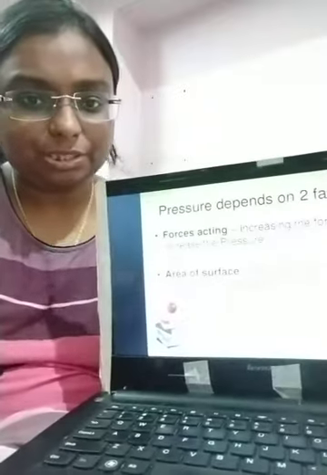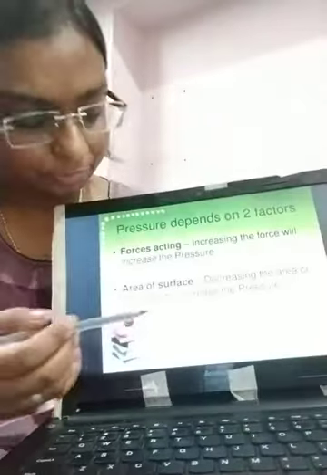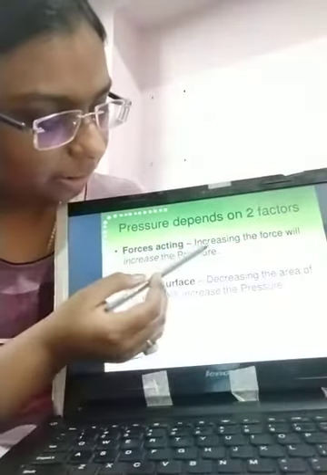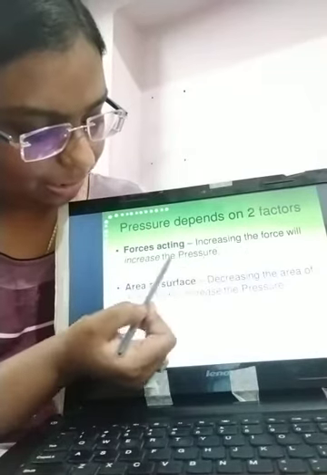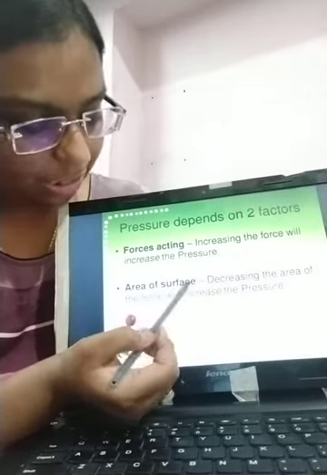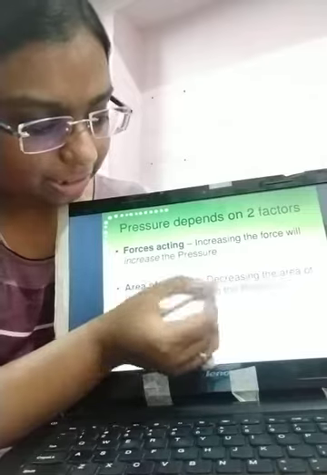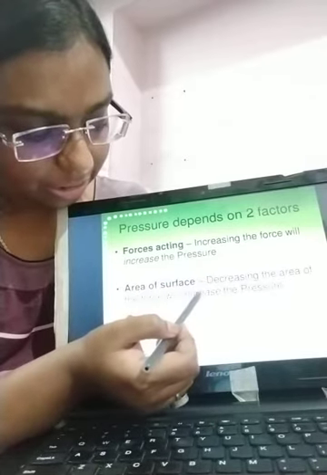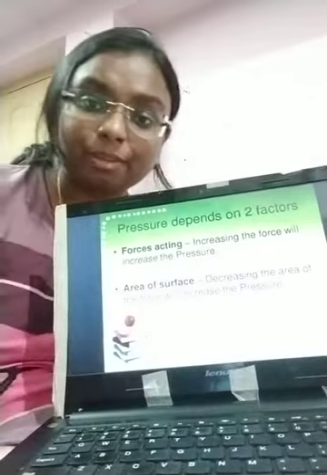So let's see, pressure depends on two factors. Number one, the force acting. Increasing the force will increase the pressure. And the area of the surface, decreasing the area will increase the pressure. That means if you increase force, pressure will increase. If you decrease area, pressure will increase. Just opposite. Okay.